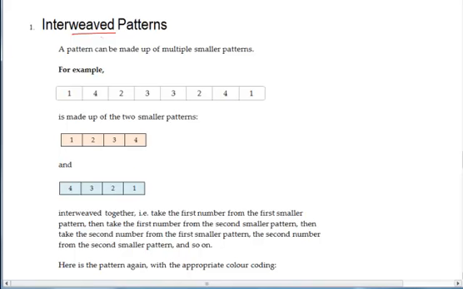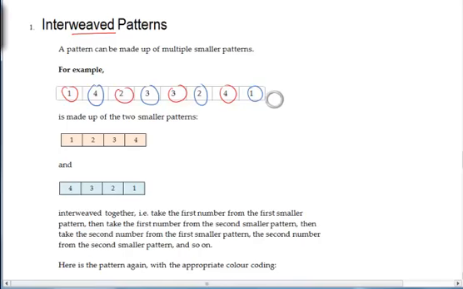So let's say we have the number pattern here, 1 4 2 3 3 2 4 1. That's actually made up of two smaller patterns: 1 2 3 4, that has been interweaved or interchanged with another one that goes 4 3 2 1. Can you all see that it's made up of two patterns, just changing from one to the next, one to the next? And each one has its own way of determining its rule.